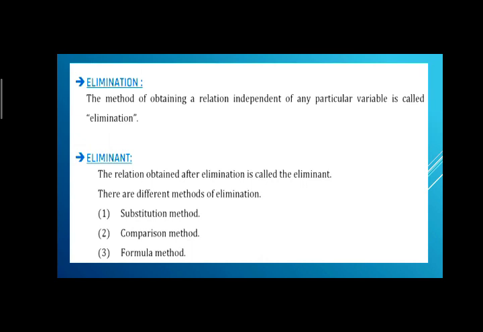What is elimination? The method of obtaining a relation independent of any particular variable is called elimination. And what is the eliminant? The relation obtained after elimination is called the eliminant. There are different methods of elimination. In our book, we have to discuss three different methods: a substitution method, comparison method, and a formula method. Okay, now first we discuss the substitution method.